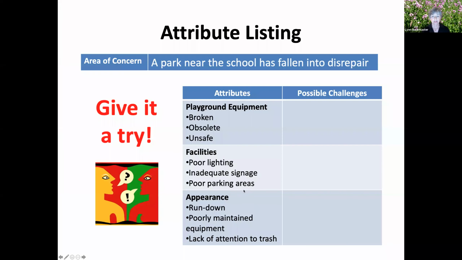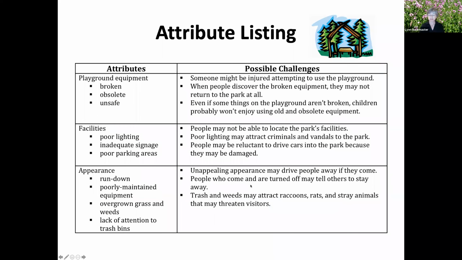Okay. Here are some of the things that students thought of about the broken equipment that you mentioned: injury, not wanting to return, children won't enjoy using old and obsolete equipment even if it's working. For the facilities, maybe not being able to locate it. You thought of attracting criminals and vandals, and people might not want to drive their cars because they might be damaged. As far as the appearance, an unappealing appearance may just cause people to turn around and drive away, tell others to stay away, and you thought of the last one, attracting animals.